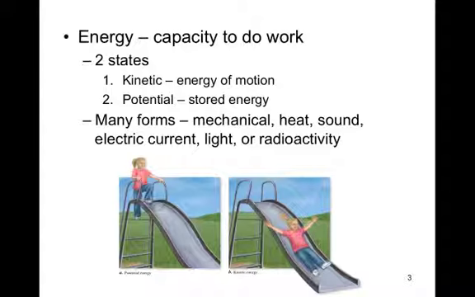Energy can take many different forms. In general, energy is the capacity to do work. We think of energy as existing in two states, kinetic and potential. Kinetic energy is the energy of motion. So in the example below, the girl sliding down the slide is actually releasing kinetic energy. The child standing at the top has potential energy. So she has potential to be releasing energy. It's stored energy. So kinetic energy is anything that's actually moving, and potential energy is energy that's stored.